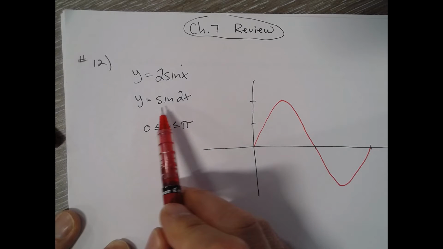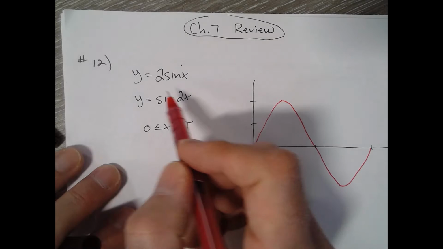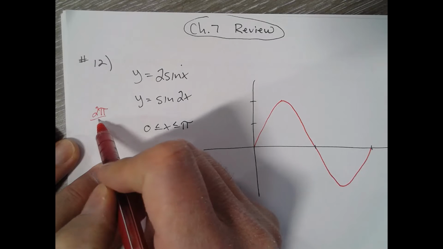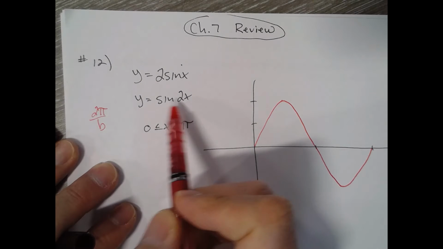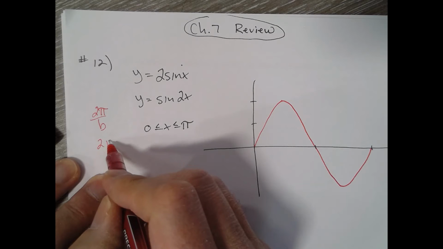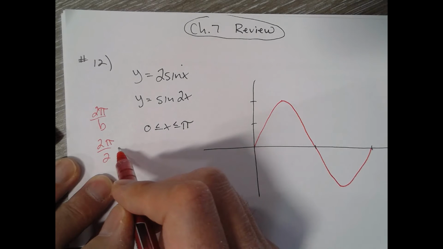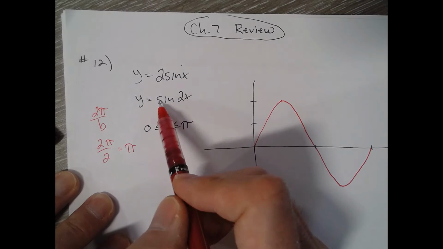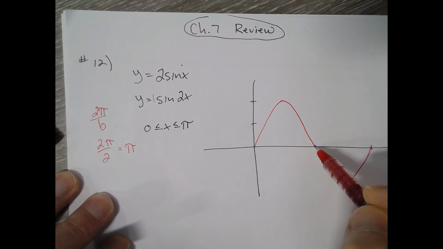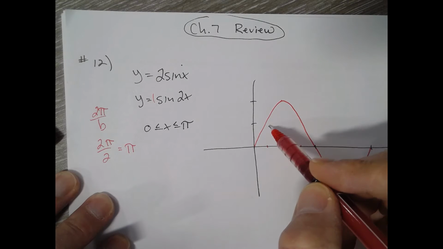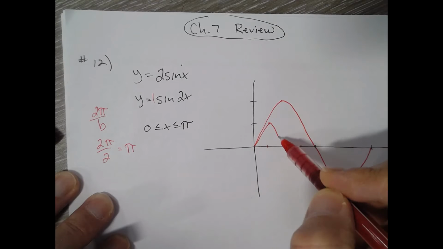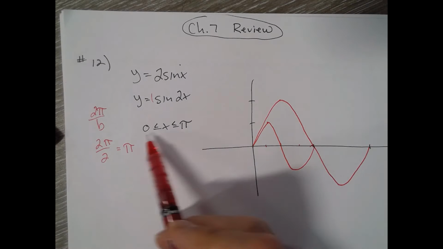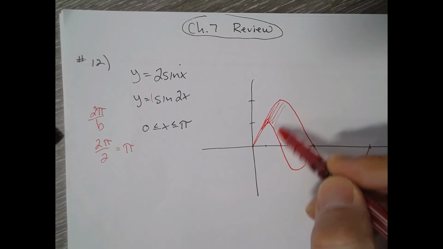And then sine of 2x, well, that 2, if you remember, the period is 2 pi over b. That's what the period is. So in this case, it's 2 pi over 2. So it has a period of pi. So it takes pi units in order to complete the curve. It has an amplitude of 1 out front, so it's going to look like that. And it does say from 0 to pi, so we just have this much to work with.